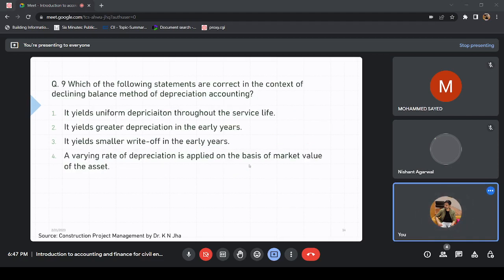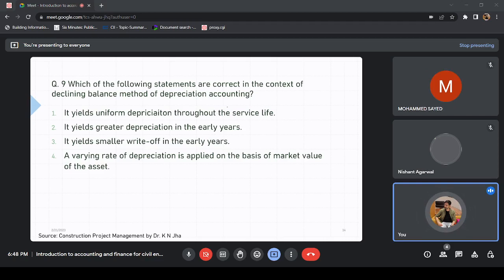So next one, which of the following statements are correct in the context of declining balance method of depreciation accounting? It yields uniform depreciation throughout the service life. It yields greater depreciation in the early years, smaller write-off in the early years, or varying rate of depreciation is applied on the basis of market value of the asset. We have already discussed it at length. So what should be the answer here? Option 2. Yeah.